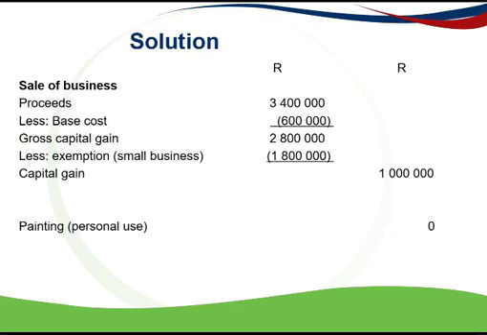So in our solution, we add the painting. We say that it's a personal use asset because the exam paper requires us to always give reasons where there's a nil amount, and then we put nil in the total column.